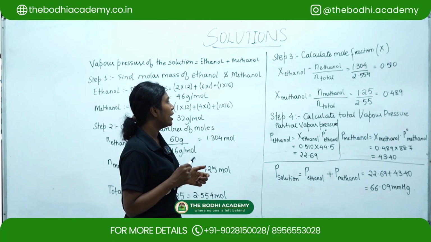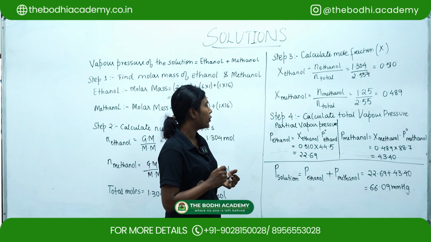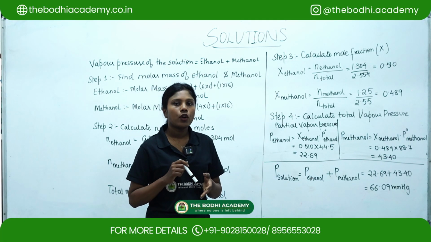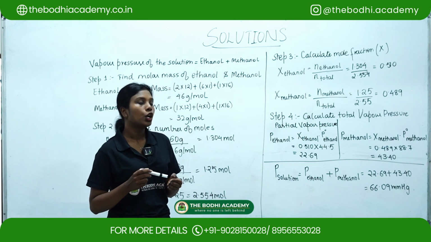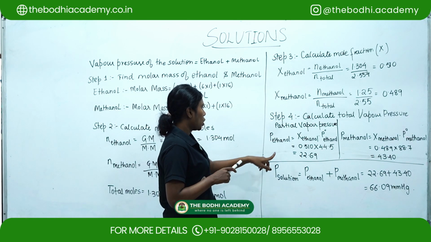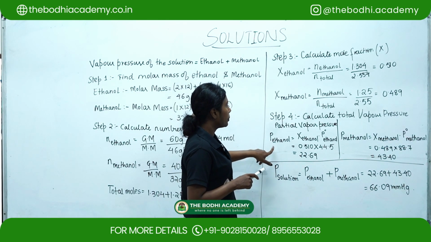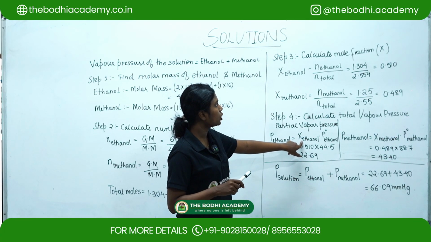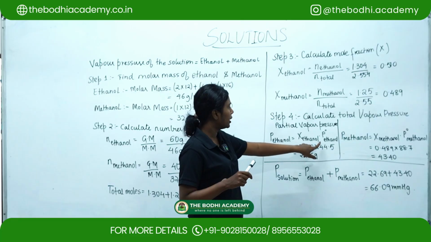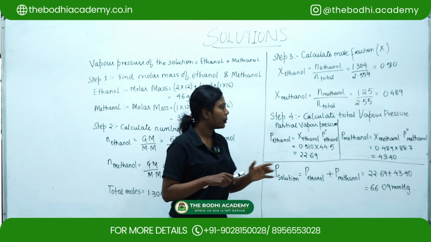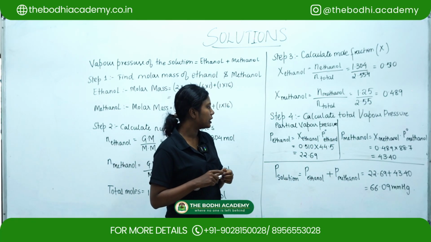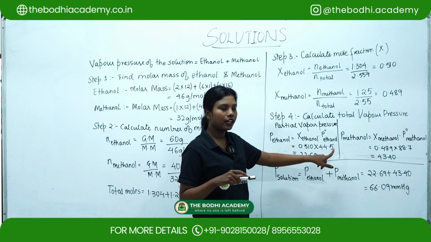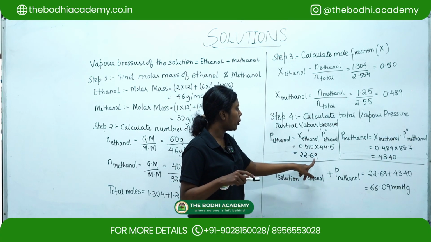Now moving to the last step, that is to find the total vapor pressure of the solution. Now before we move to that, we need to know the partial vapor pressures of both ethanol and methanol, okay? Because that is what, when we add, we end up having the total vapor pressure of a solution. So with regards to partial vapor pressure of ethanol, we find the product of mole fraction of ethanol into the partial vapor pressure of ethanol. So 0.510 into 44.5, that comes to 22.69.